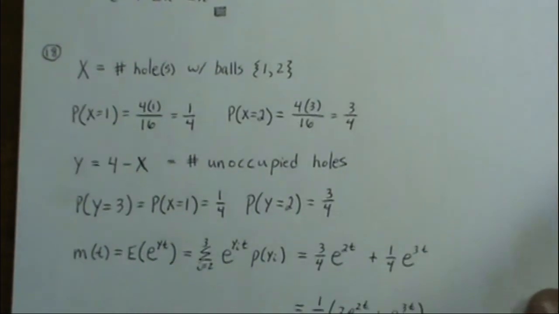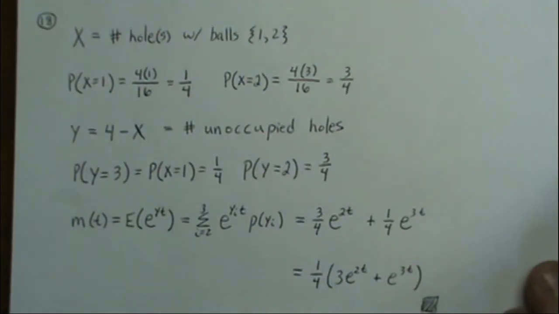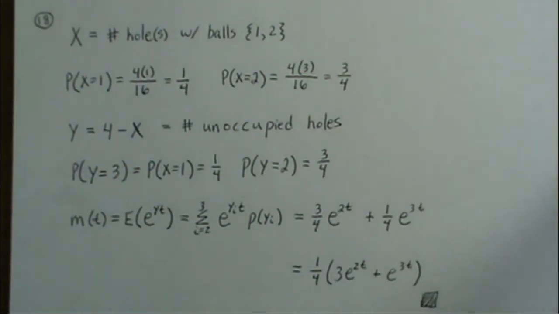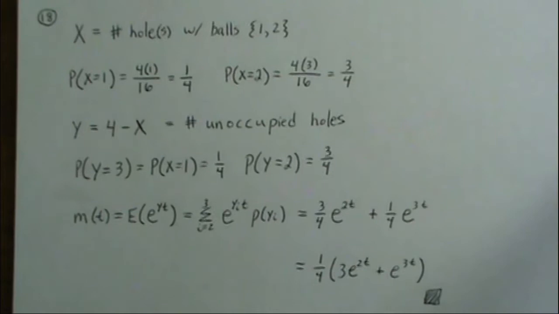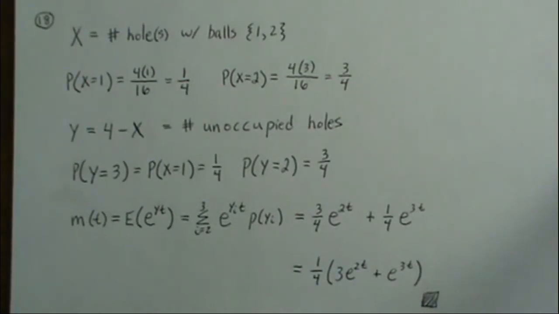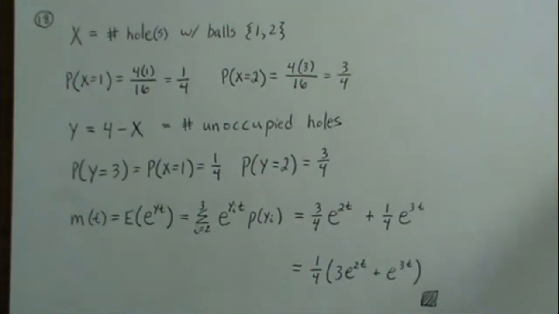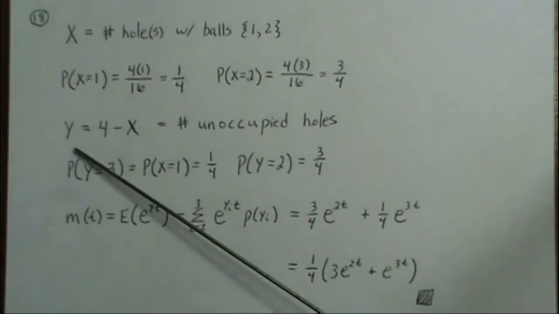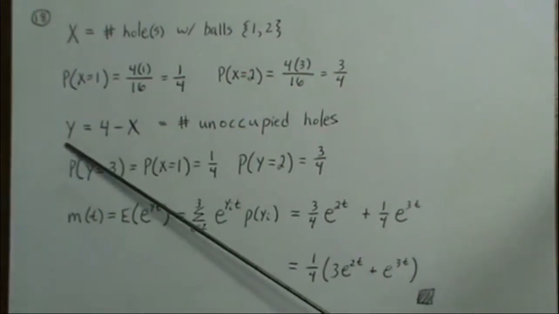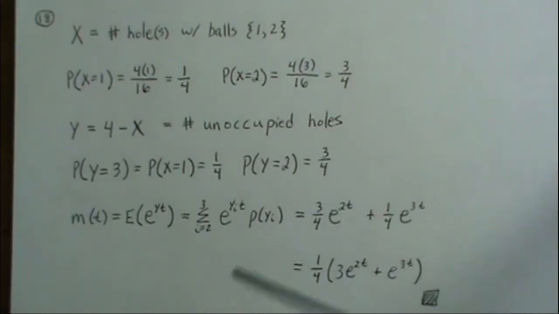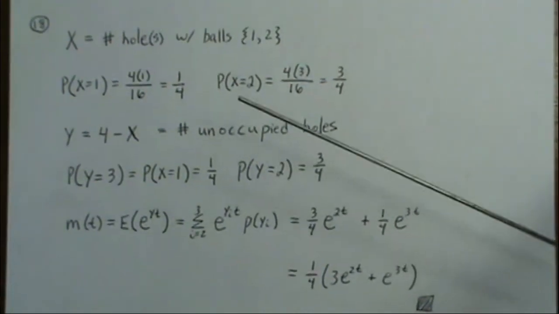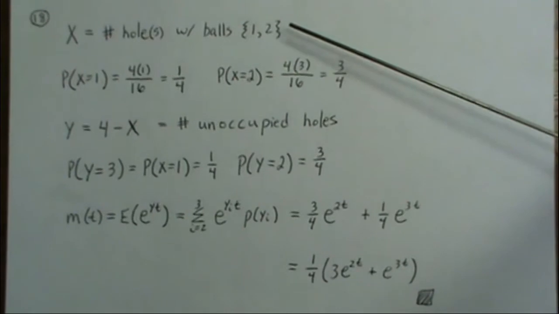So number 4, I kind of messed up here. I let X be the number of holes with balls. Now in the problem it says let X be the number of unoccupied holes. So I redefine, I let Y be the number of unoccupied. But we'll go through how I solve this.